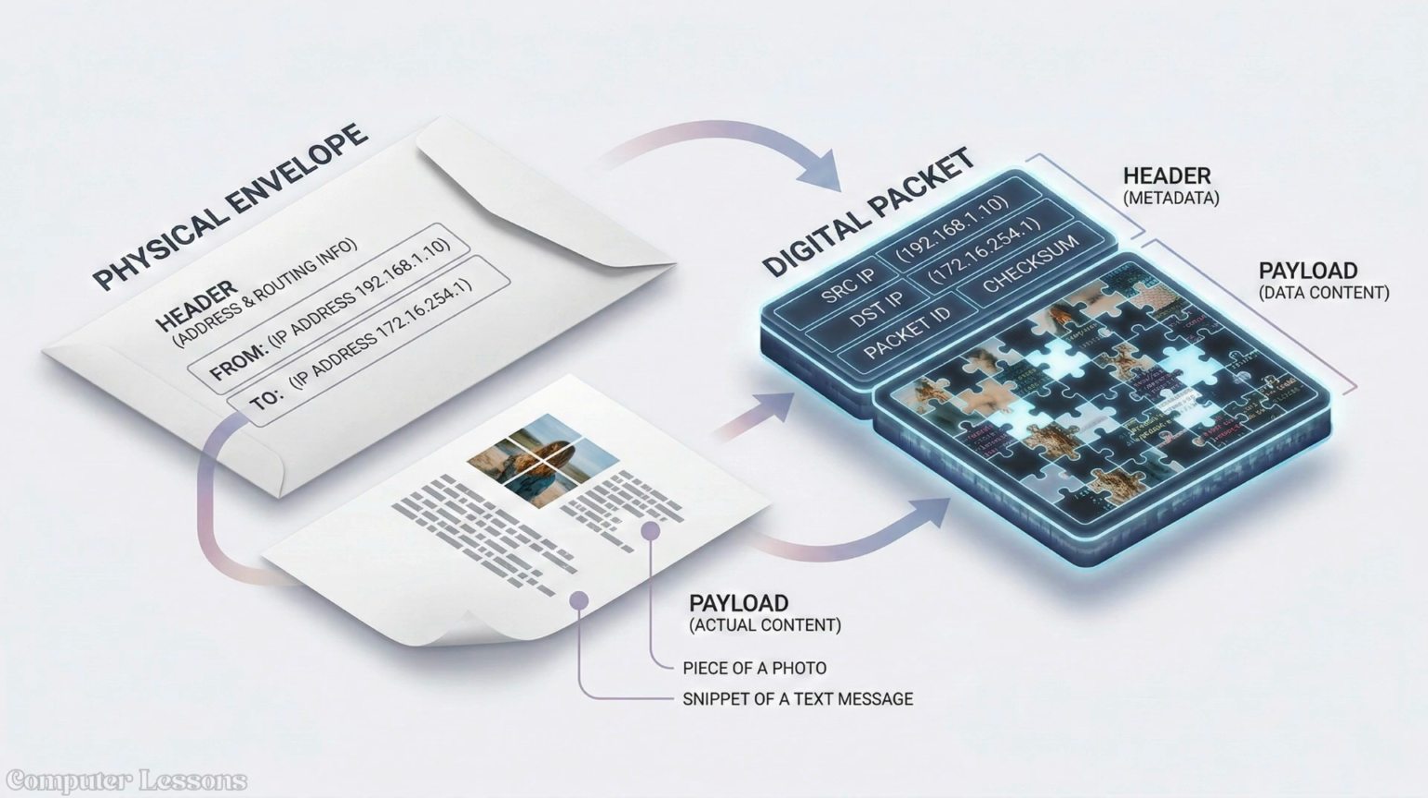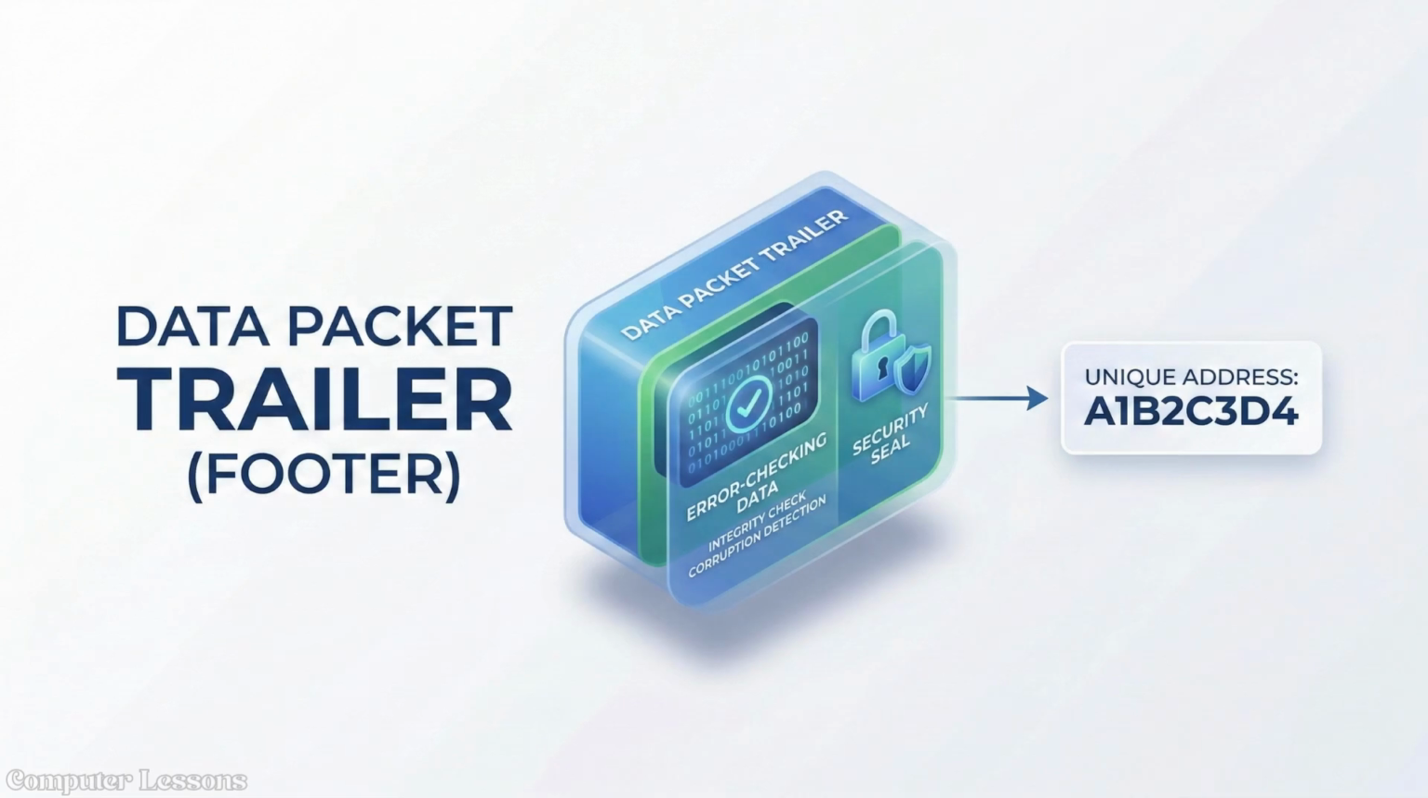Just like a real envelope, it has a header containing metadata about where it came from and where it is going. Inside is the payload, the actual slice of the photo or text message you are sending. Finally, there is the trailer, or footer, which acts as a security seal. It contains error-checking data to ensure the payload wasn't corrupted or altered during its journey through the wires.